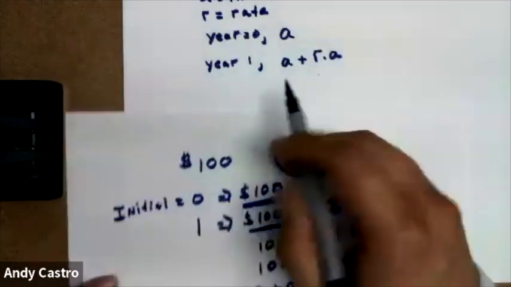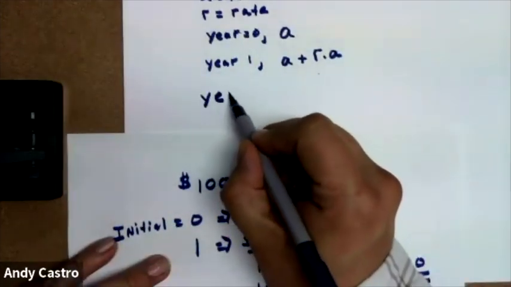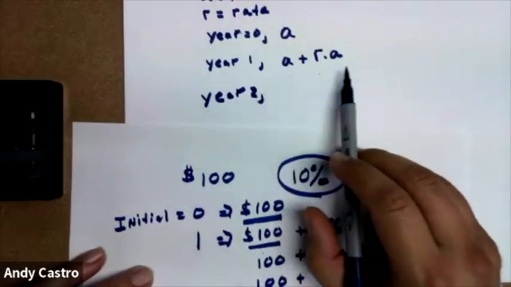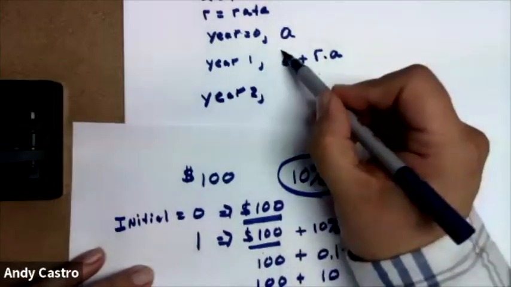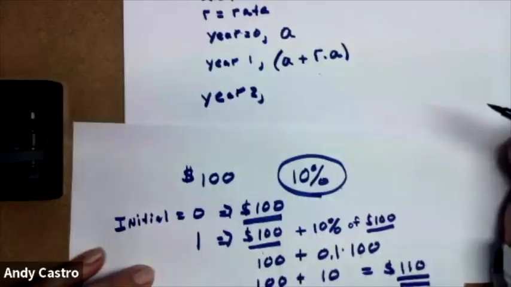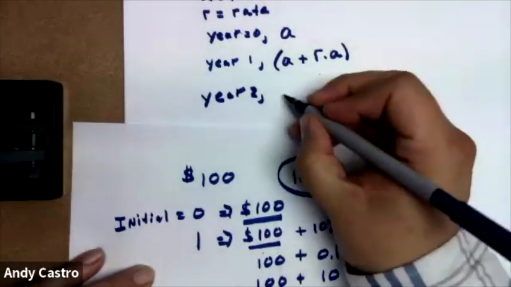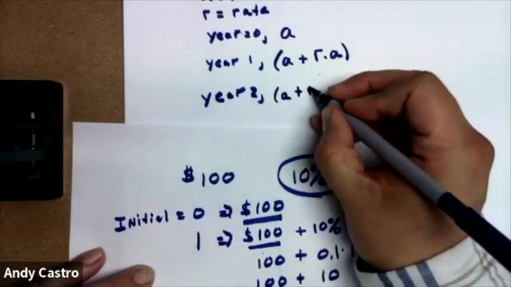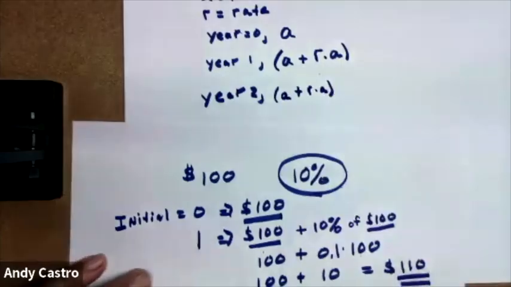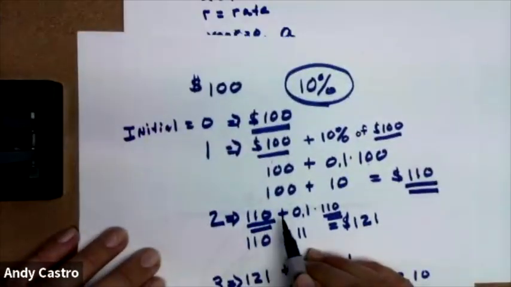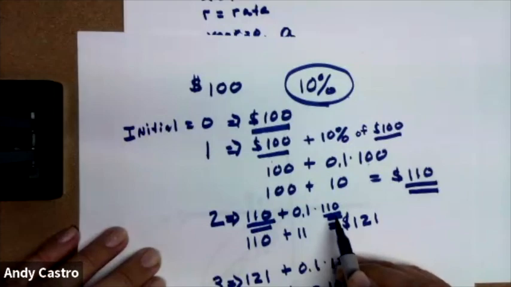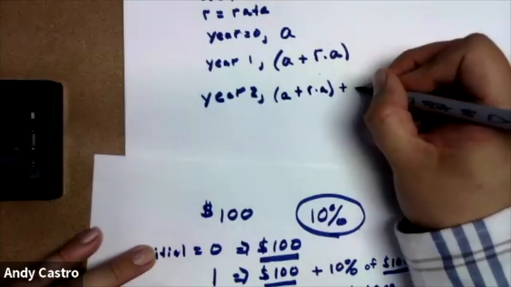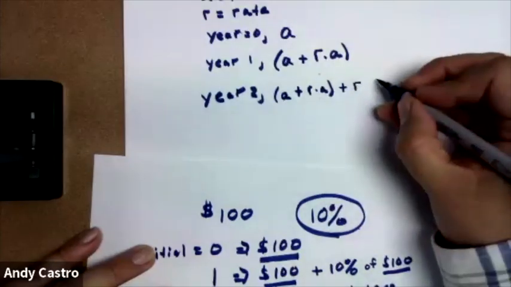So here, for year two, I'm going to start with what was the end of year one, which is this number right here. Then I'm going to add 10% of that number. So I can add plus 10%, or in this case, my rate, of that same number.